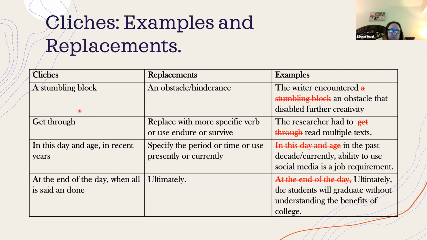All right. So words like a stumbling block, right? So for a stumbling block, you can actually use a word like an obstacle or hindrance, right? So you can say the writer encountered a stumbling block that disabled further creativity, right? Instead of saying a stumbling block, you can say the writer encountered an obstacle or a hindrance, right? So another one is get through.